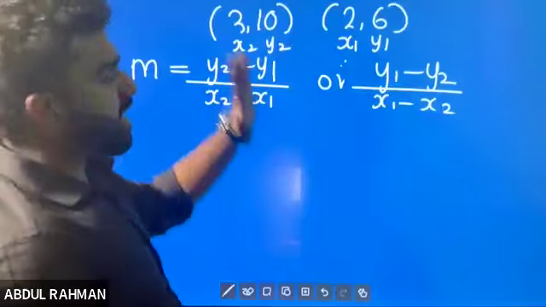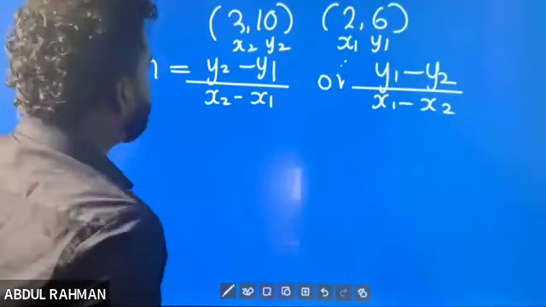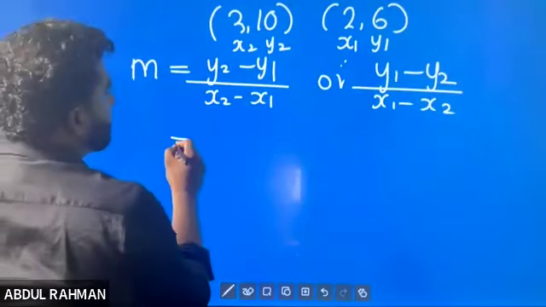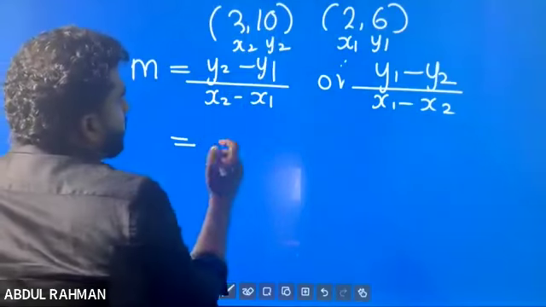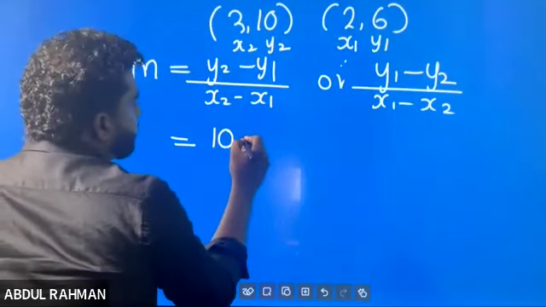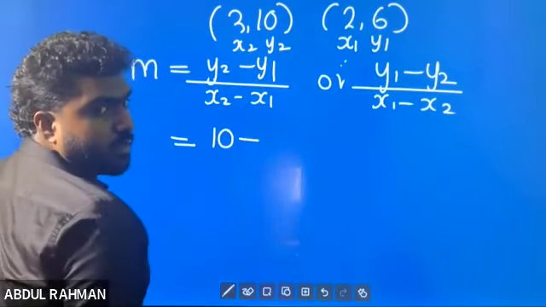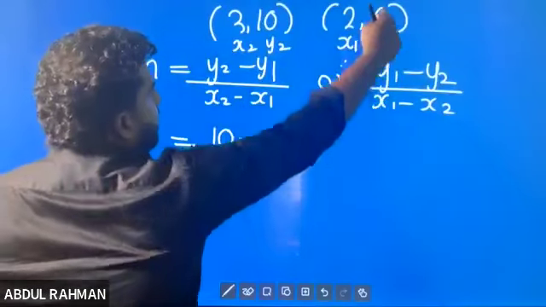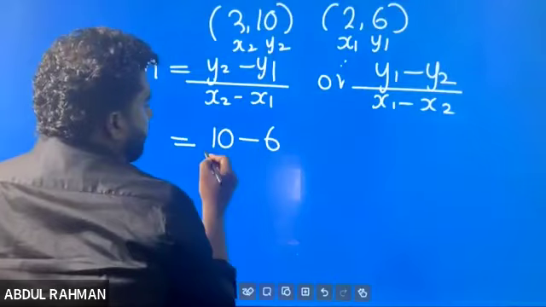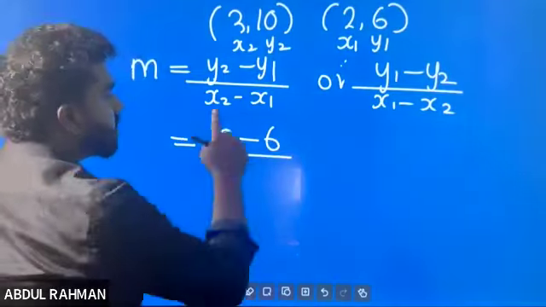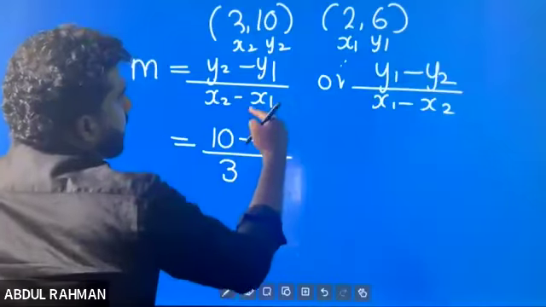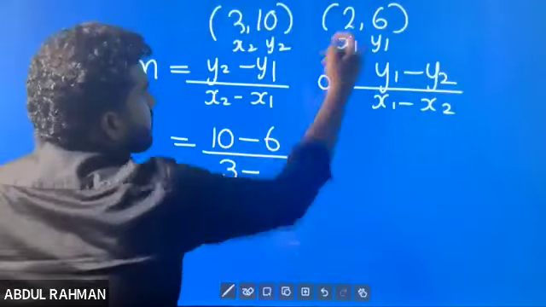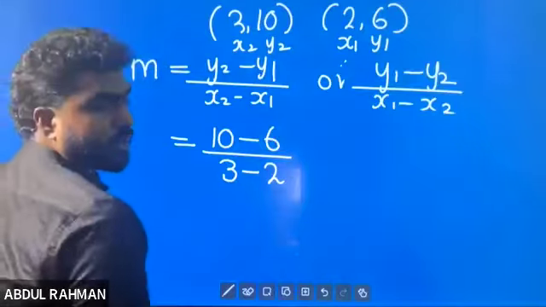Correct. I know the values. Now I'm going to substitute. I'm using the equation number 2. Then what is the y2 value? y2 is equal to 10. I'm writing 10 minus. What is my y1? It is 6. Okay. I'm coming to x2. What is the value of x2? 3, minus the value of x1, 2.